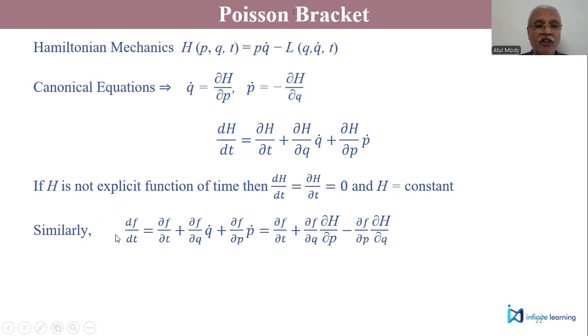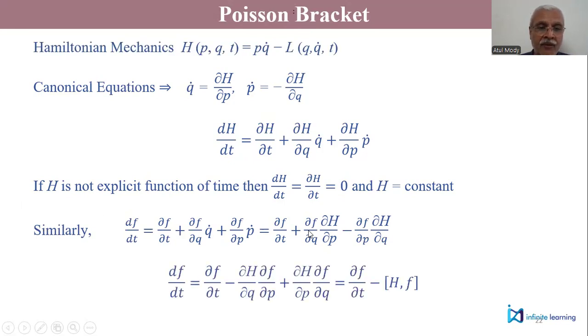Similarly, if you have a function f, which is a function of q, p, and t, then you can write its time derivative in that fashion. But you already know from Hamilton's equations of motion that q dot can be replaced by ∂H by ∂p, and p dot can be replaced by minus ∂H by ∂q. See the minus sign here. That we would like to represent as, of course, the first term ∂f by ∂t, and the next two terms we are writing as minus the bracket H comma f.